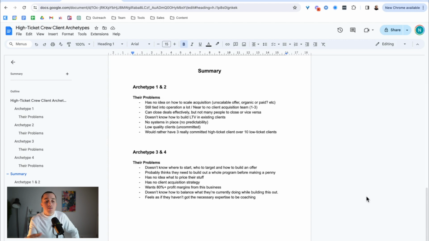Next is you have no systems in place, no predictability. You probably have low quality clients that are uncommitted, clients that are lazy, clients that ghost you, that don't do the work that they're meant to be doing. For the low ticket course creators on here, you would probably rather have 1 really committed high ticket client over 10 low ticket, low quality clients.